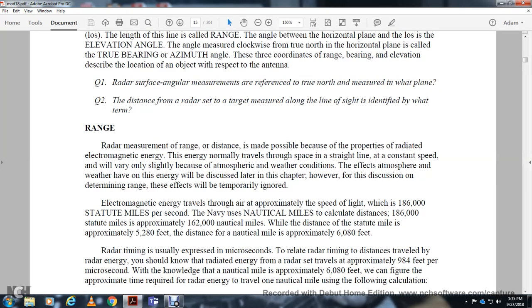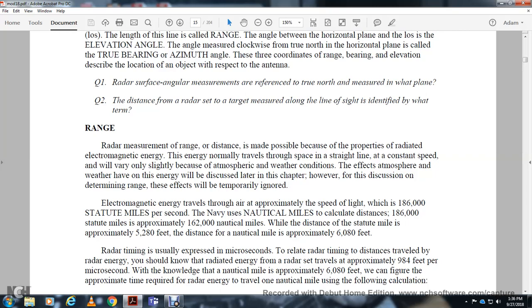Range: radar measures the range distance by radiating electromagnetic energy. The energy normally travels through space in a straight line at a constant speed, which will vary slightly because of atmospheric weather conditions. The effect of atmospheric weather on the energy will be discussed later in this chapter. However, for this discussion on determining range, the effect will be temporarily ignored. Electromagnetic energy travels at approximately the speed of light, 186,000 statute miles per second.